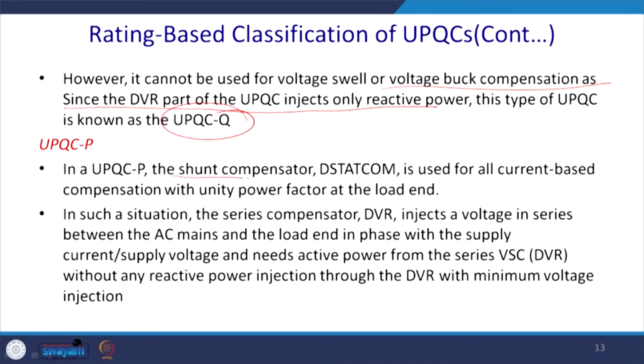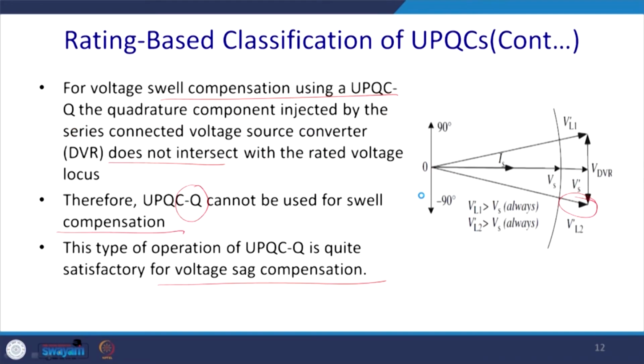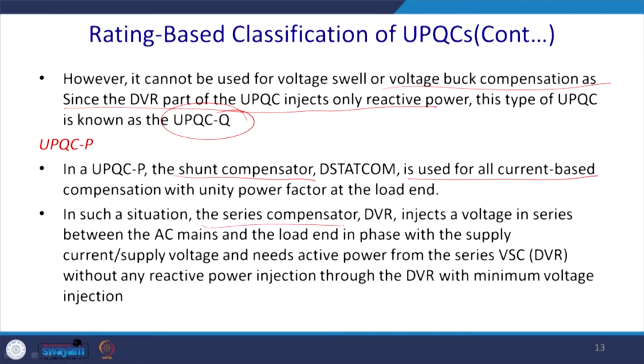In UPQC P, the shunt compensator, the STATCOM, is used for all current based compensations at unity power factor at the load end. In such a situation, the series compensator DVR injects in series between the AC mains and the load end, in phase with the supply current and the supply voltage, and needs active power from the series VSC or the DVR, generally without any reactive power injection through the DVR, with minimum injection. So, if you inject in phase, A plus B, C is maximum when it is in phase. For this reason it is more effective vectorially. But it requires real power to flow, that is the challenge, thus the device rating is required to be higher in the case of the P type of UPQC.